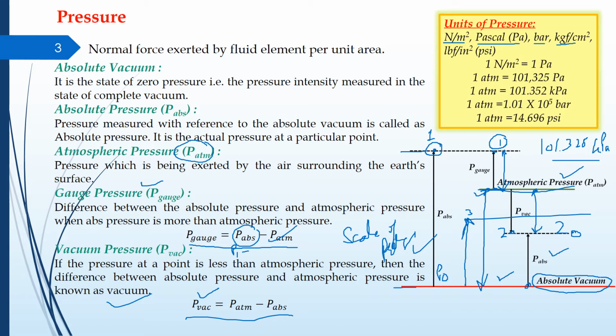1 Newton per meter square is equal to 1 pascal. So 1 atmospheric pressure, as I told you, will be equal to 101,325 pascals, and certainly in kilopascals we can write it likewise. So we have other conversions also over here for the pressure.